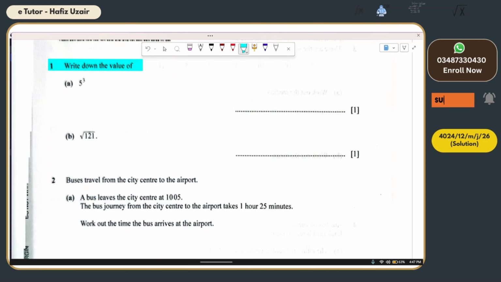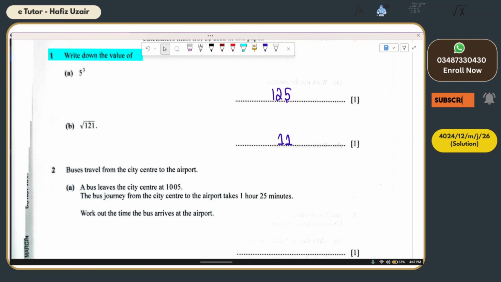The first question: write down the value of 5 cube. So 5 cube is actually 125 and the square root of 121 is 11. All right, let's move to question number 2.